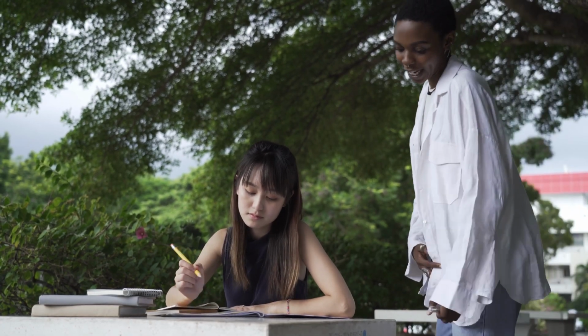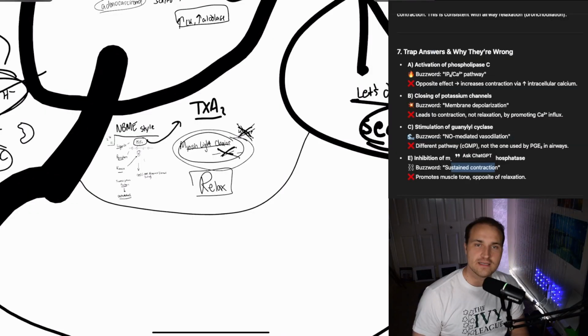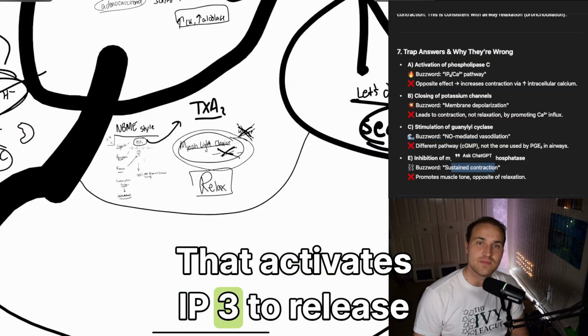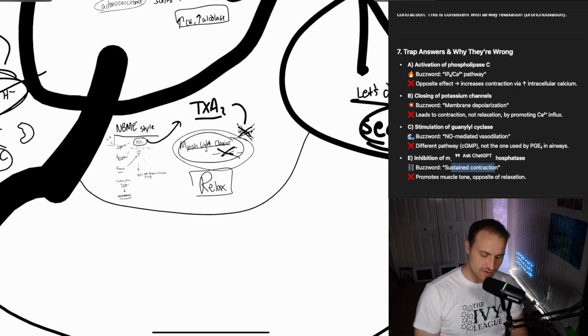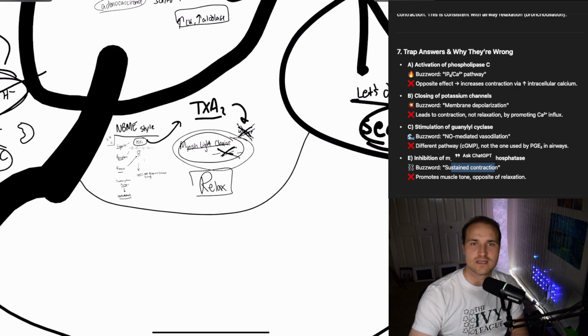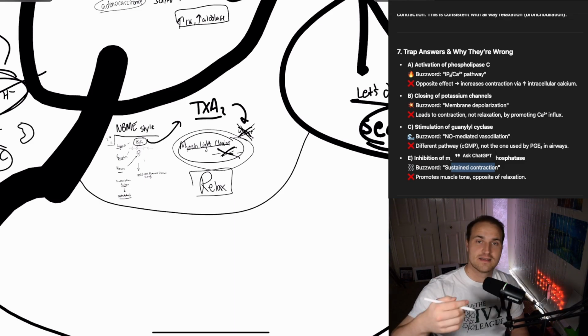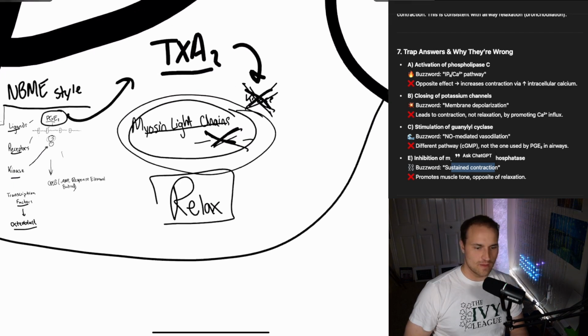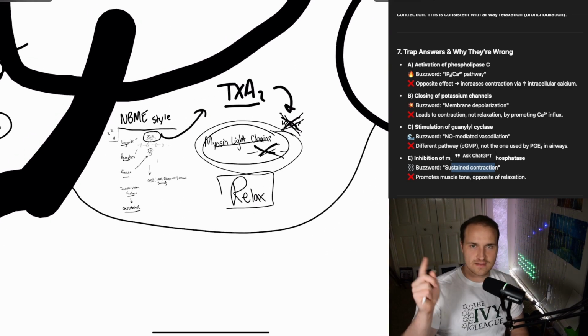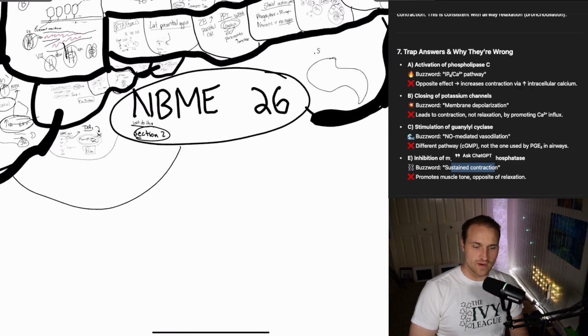Now, let's compare this with thromboxane. That does the opposite, right? That activates IP3 to release intracellular calcium, and intracellular calcium is going to rev up that kinase. That'll cause more cross-bridging. So you have reduced contraction after applying a Gs-linked compound, so it's going to be the cAMP activation. And the cAMP is going to be stimulated through the EP2s and EP4s of your PGE2s. All right, that was your first question of part 2 of MBME 26. Moving on to the next one.